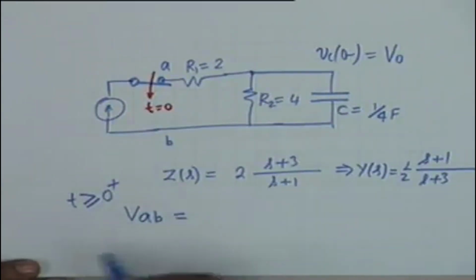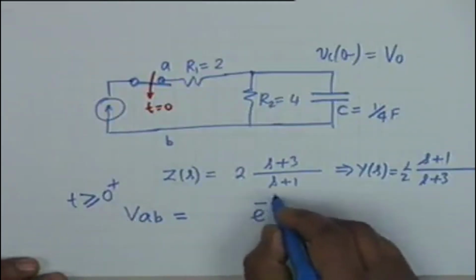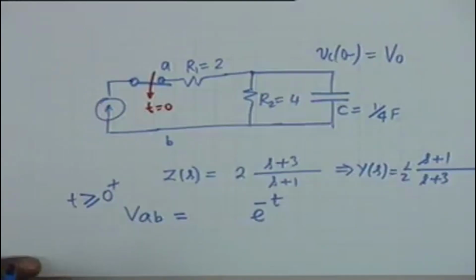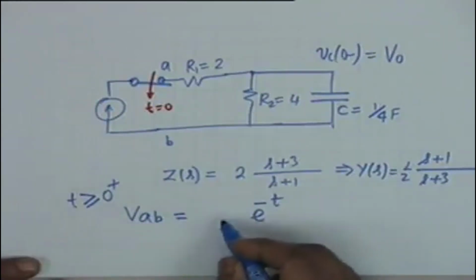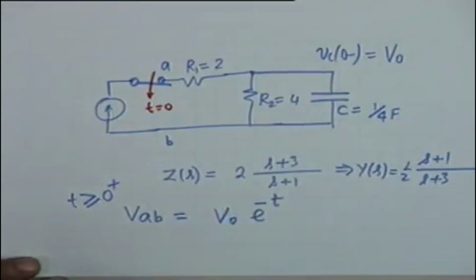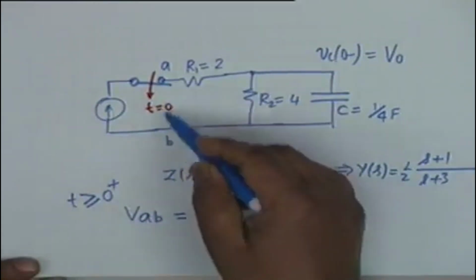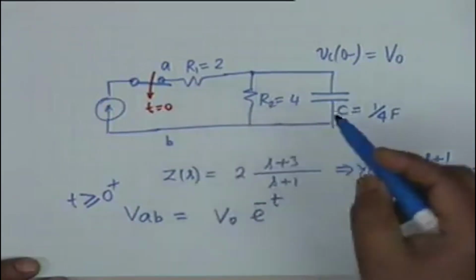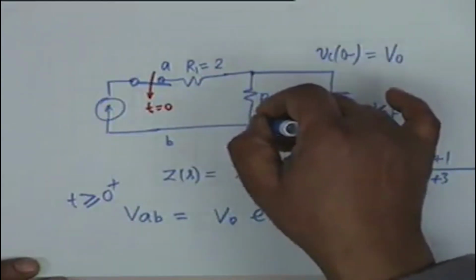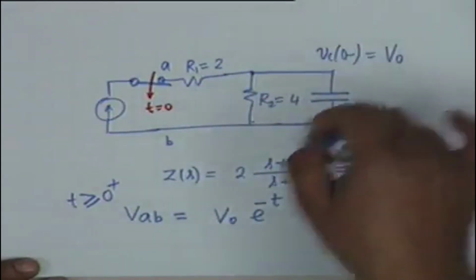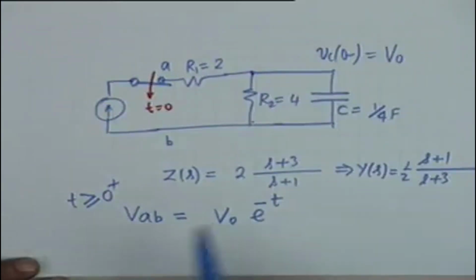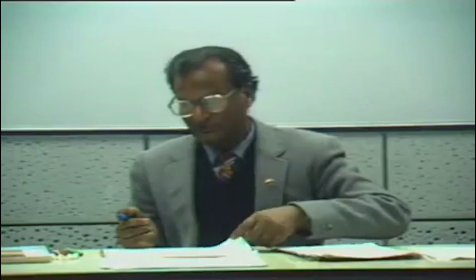Obviously it must contain a term e to the minus t and some constant. That constant obviously by inspection is V0, because when you open it there is no drop in this, so it must be the voltage across R2, which is the same as the voltage across C. Is this point clear? Now let me generalize.